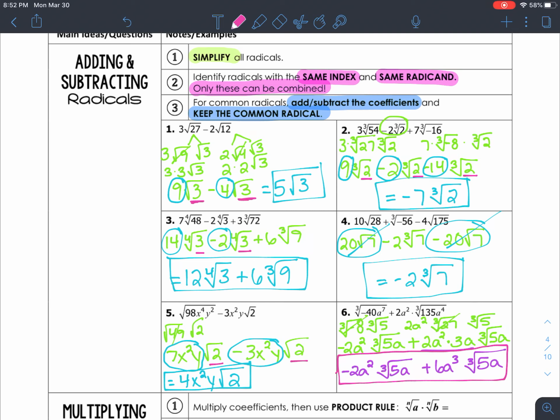So all we covered today was adding and subtracting radicals. So we simplify, we make sure they have the same index and same radicand, and then we add or subtract whatever is on the outside.